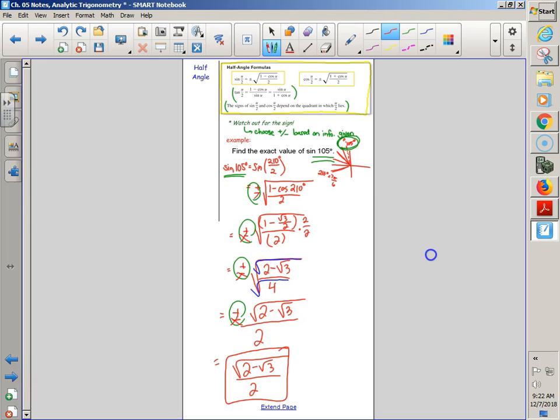But in another problem, couldn't I be in the third quadrant and I need to cross off the positive and keep the negative? So you have to choose the sign based on what you know. Robbie? So would the negative be an extraneous solution? Yes. You can think of it that way.